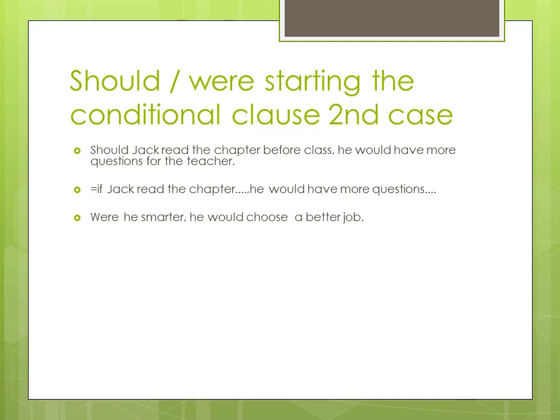Past form plus would plus infinitive, would have more questions. You can also start with "were." "Were he smarter, he would choose a better job." This means if he were smarter, he would choose a better job. Were he smarter, if he were smarter.